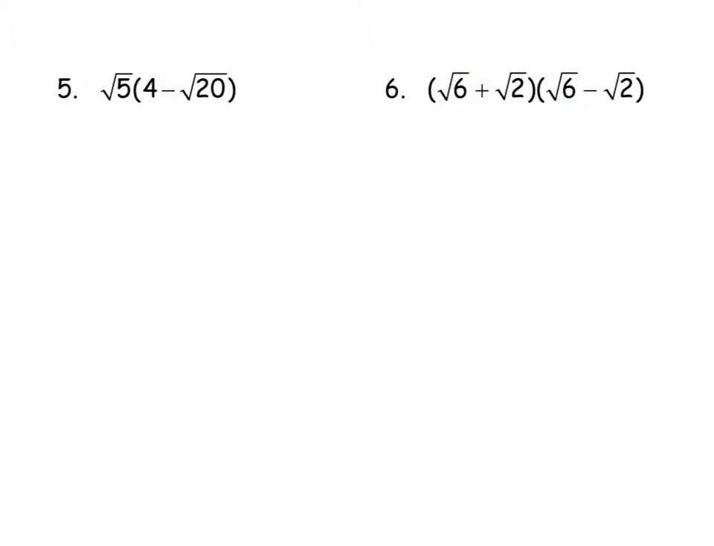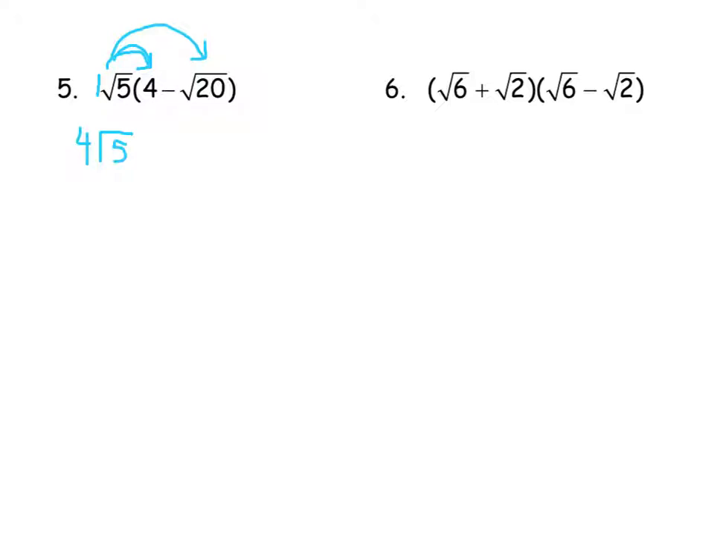Okay, so on the next problem, we're going to multiply the square root of 5 times a binomial, which means I have to multiply the square root of 5 times each term. So remember, when you don't have a coefficient in front, you have a 1. So I have 1 times 4 is 4, and then the square root of 5 times 4 gives me the square root of 5. So that's this term times that term.